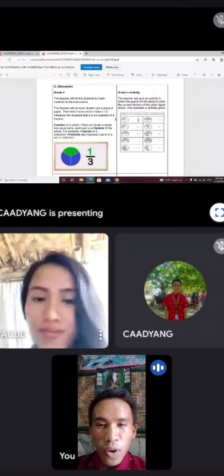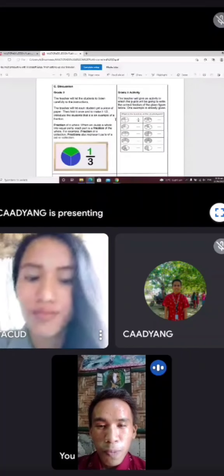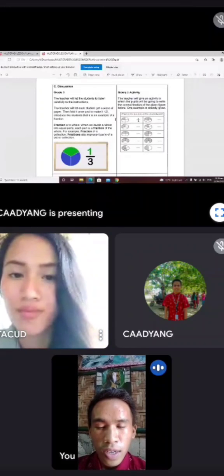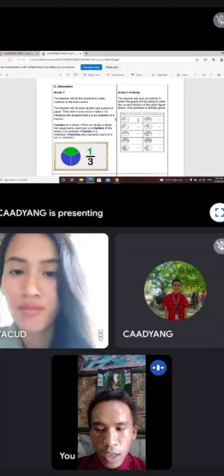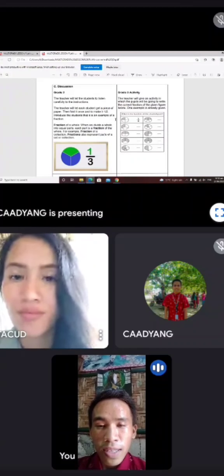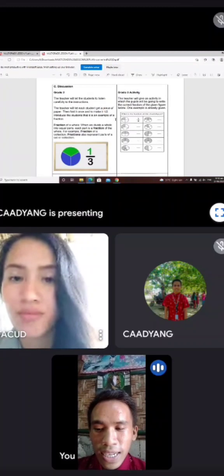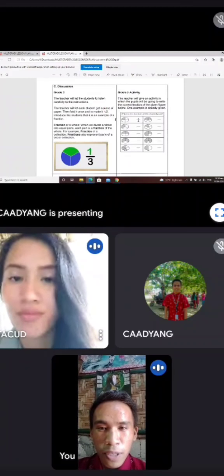Okay, so while the grade 2 pupils are listening to the discussion, the grade 3 pupils will be having an activity in which the pupils will write the correct fraction of the given figure below. And one example is already given for them.